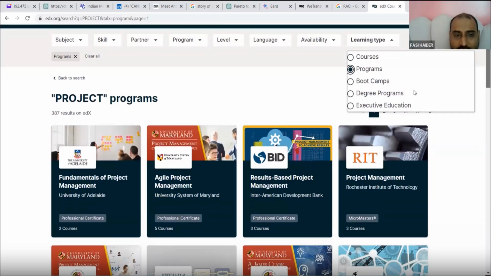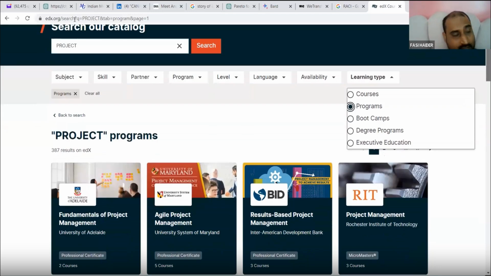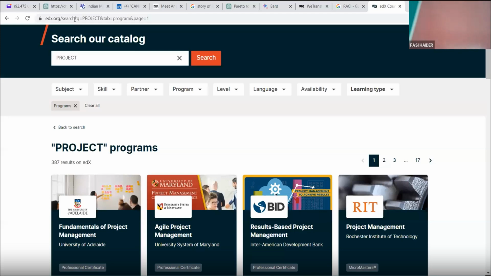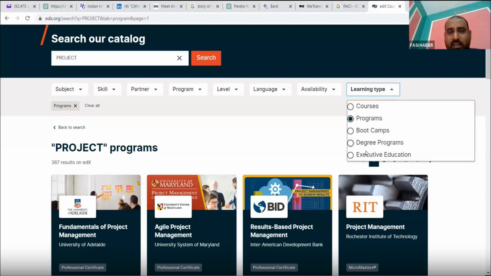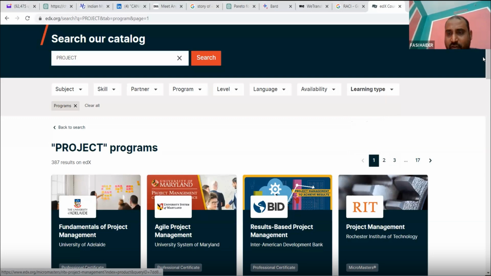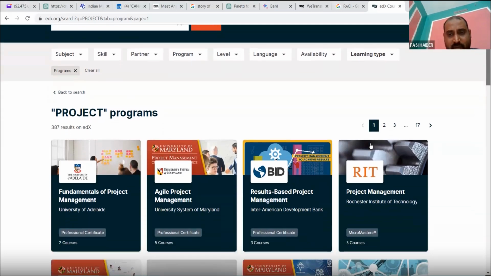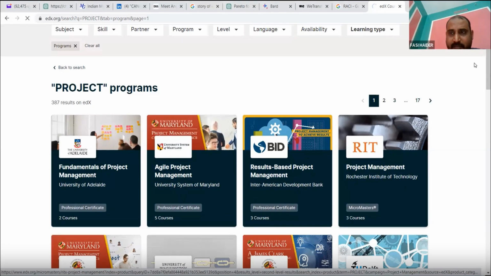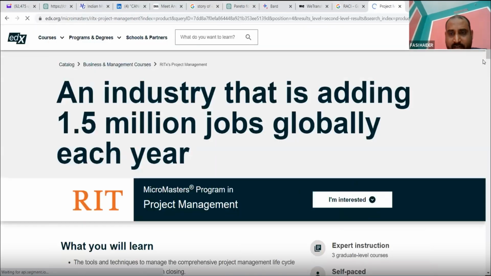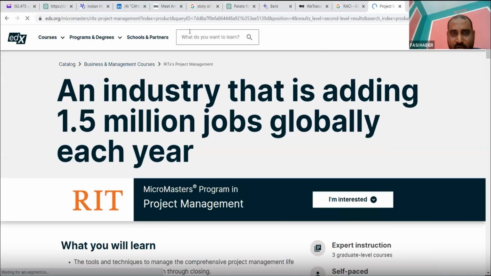Brother, see, there are different types. So how do you do it, if free one, what is the basic thing? See, when you do learning type, there are courses, programs, boot camps. If you go for a program like this one, let us say from RIT, Rochester Institute of Technology, it's a very famous technical college. See, so this is a paid one. 8 months. So I will not go in this one.